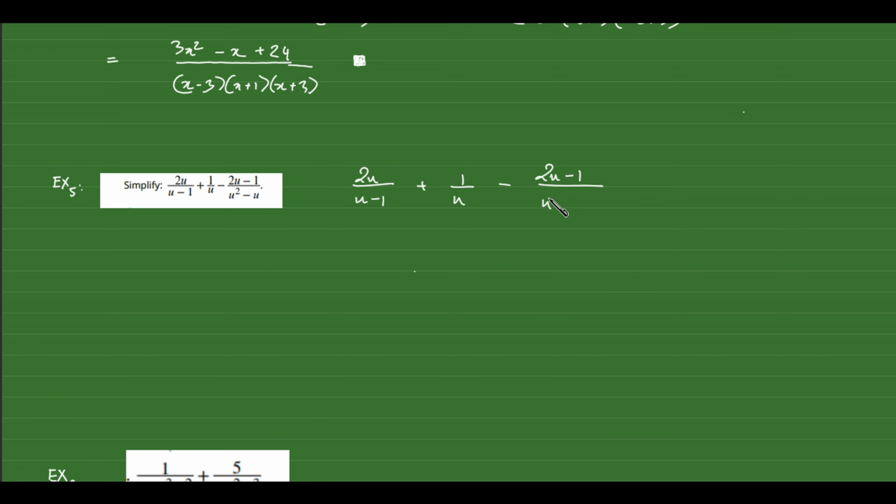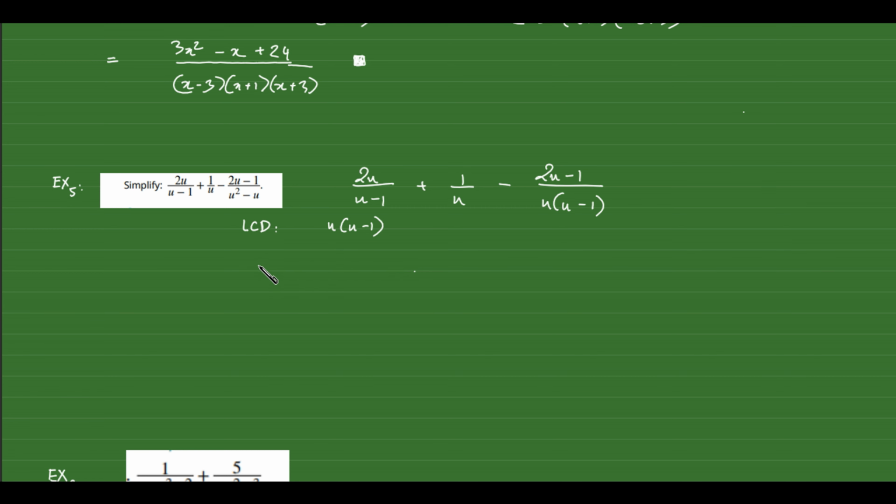Remember, I keep saying it: you have to find the GCF as a priority. Now we're going to find the LCD. It looks like we have u and u minus 1, so we're going to take u and u minus 1.